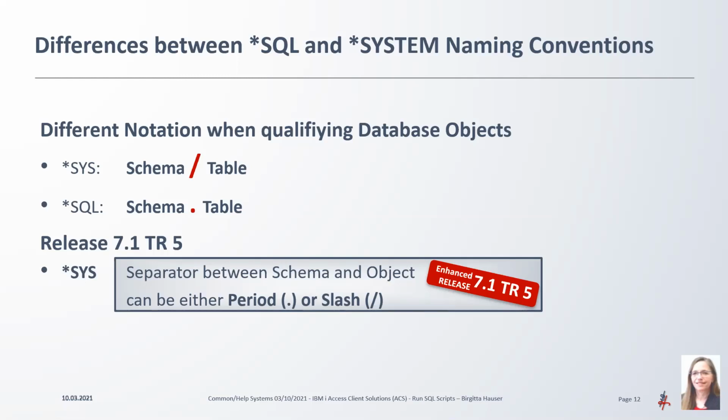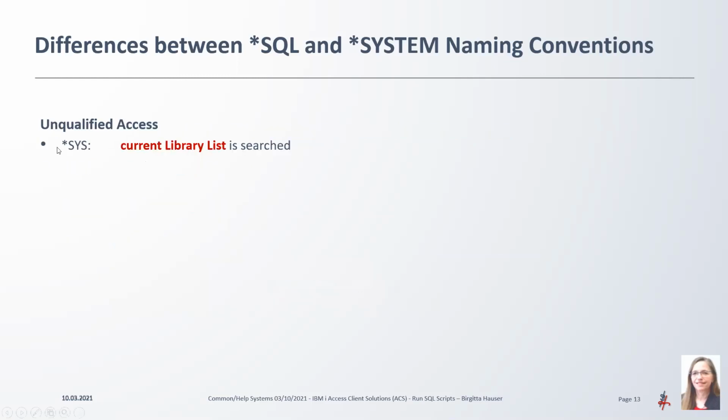But if we are working with SQL on the IBM i, we normally do not qualify any objects because we use a library list. And here is a big difference between SQL and system naming. If we use system naming conventions, then the current library list is searched. That's the situation, what we use, what we can do. And so that's what we want.